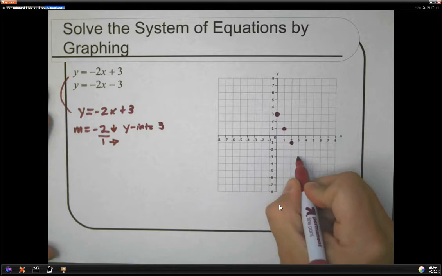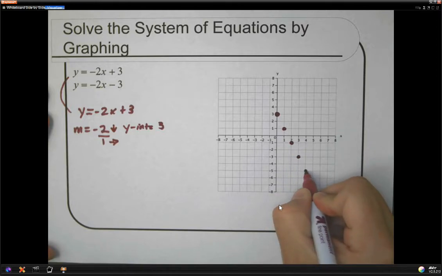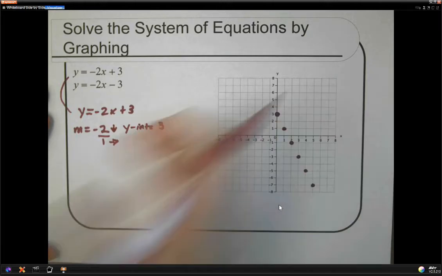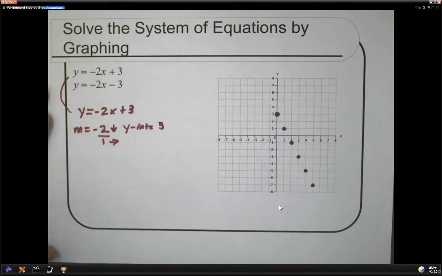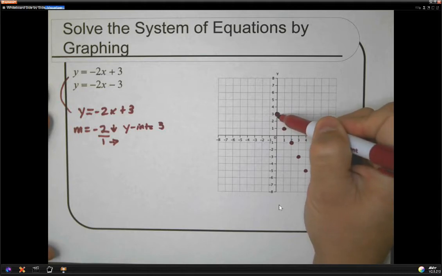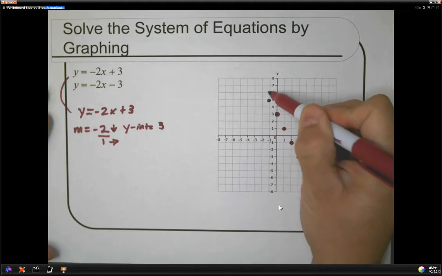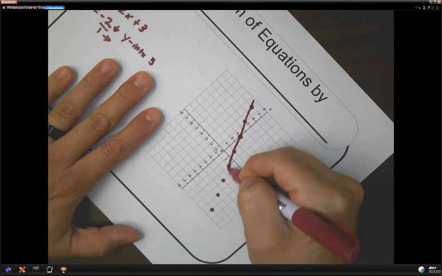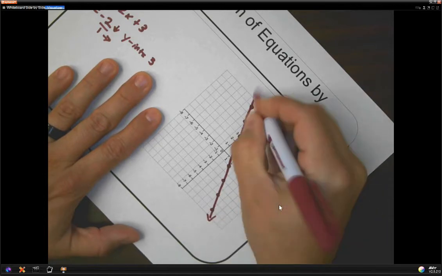And you continue this again. You want a lot of points to make sure you really get a good array of points because we're looking for the intersections, remember? And again, you can always do the complete opposite, which would be up 2 and left 1, and up 2 and left 1. Once you have enough points, go ahead and draw your line.